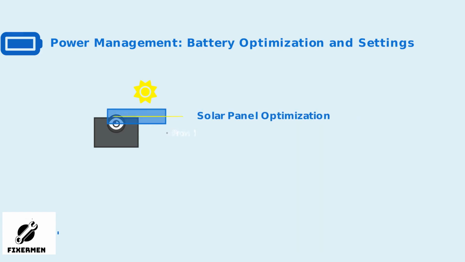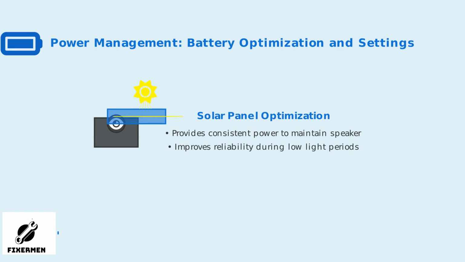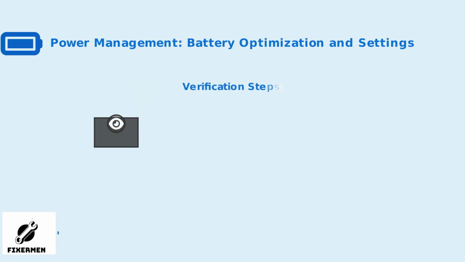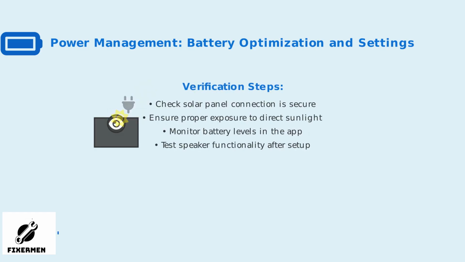Solar panel optimization can significantly improve speaker reliability by ensuring the camera has sufficient power. The solar panel charges the battery during daylight hours, preventing the device from entering power-saving modes that disable audio features. If using solar power, verify the panel's connection to the camera is secure and properly aligned. Ensure it receives adequate direct sunlight exposure, ideally facing south in the northern hemisphere. Monitor battery levels through the app and test the speaker after making these adjustments.